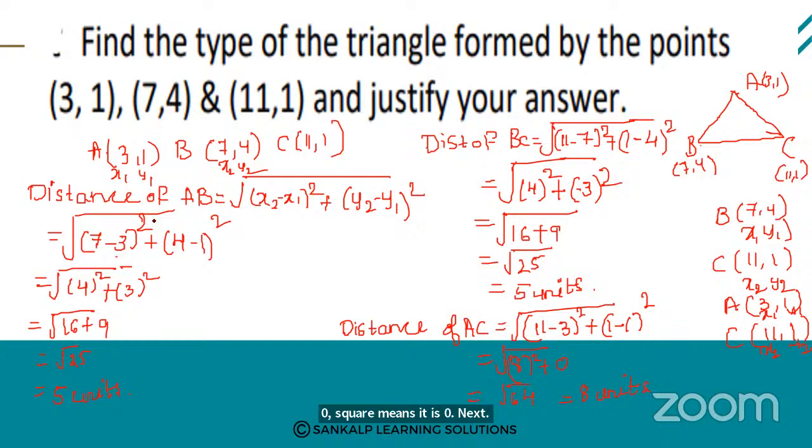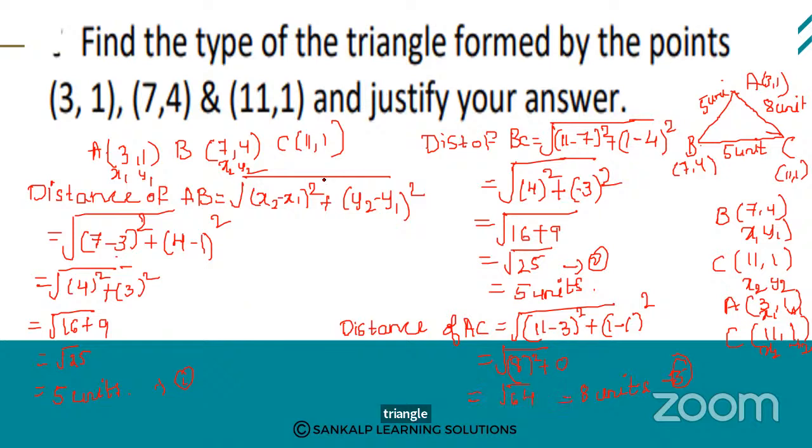Now tell me, this one we call it as 1, this one we call it as 2, and this one we call it as 3. By seeing 1, 2, 3, the sides AB and BC are the same. Side of AB is 5 unit and side of BC is also 5 unit. Then side of AC is 8 unit. Here two sides are equal, so this triangle we call an isosceles triangle.